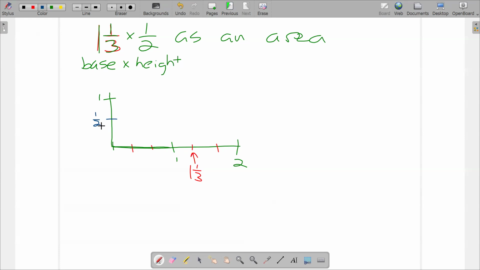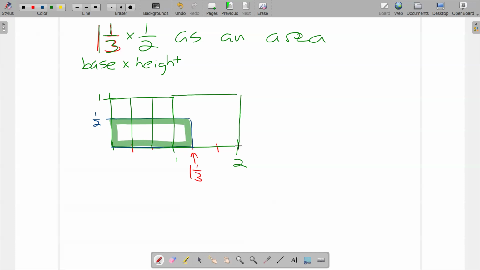So the area I need to identify is 1 1/3 for a base and 1/2 for the height. So I want to figure out what is this area right here. And to do that, I have to draw in what a whole looks like. So this is one whole right here. And to better view this, I'm going to cut the thirds that way. And it doesn't hurt to keep going and fill out the whole 2 wholes. That's okay too.